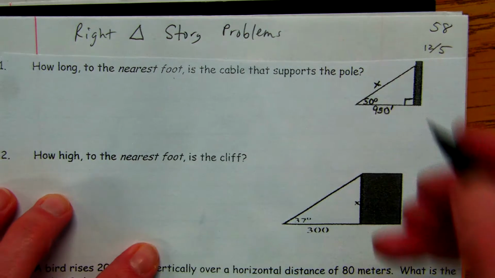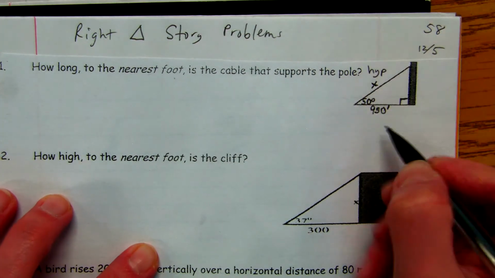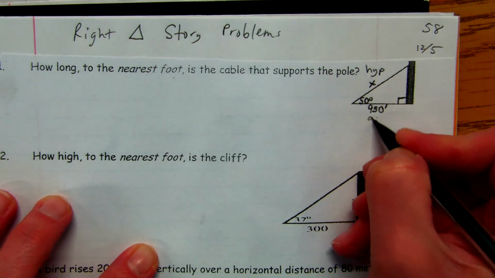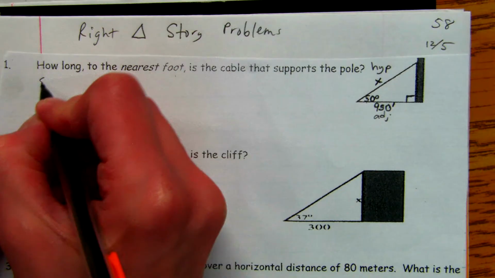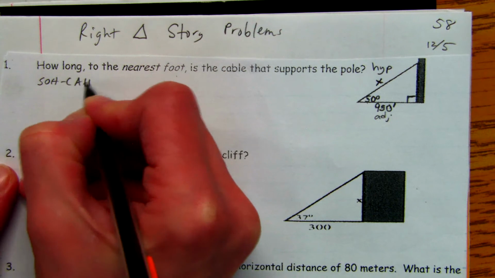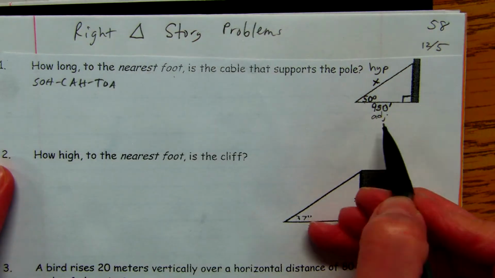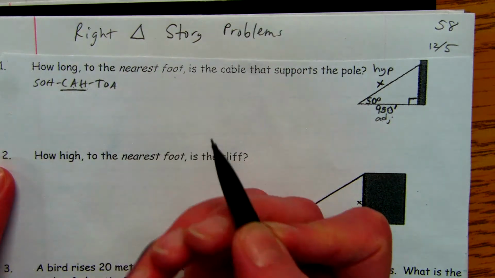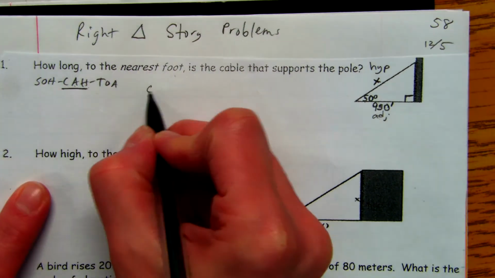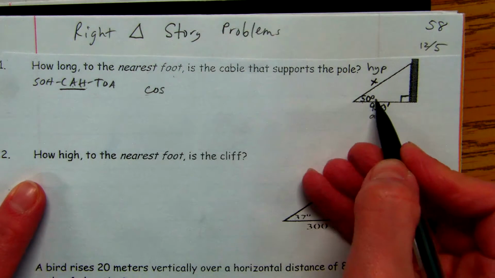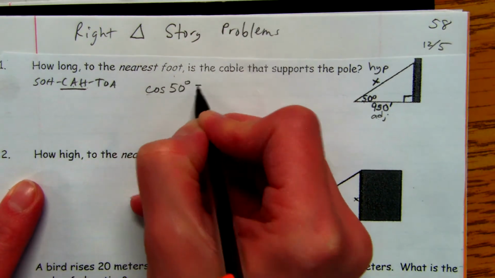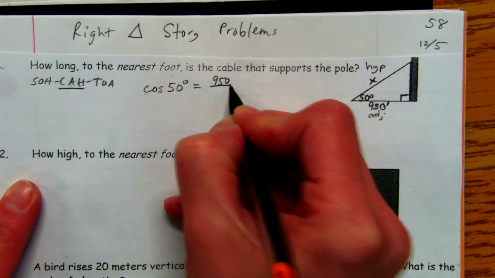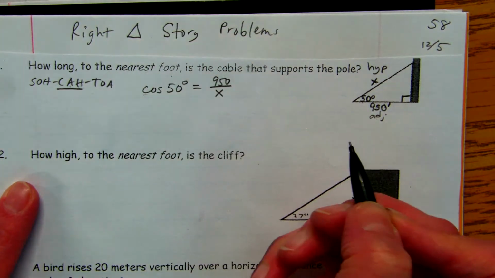So x is pretty easy. That's the hypotenuse. Which side is the 950 with respect to the 50 degrees? It's adjacent. So if we're thinking about SOHCAHTOA, we want to figure out which one of these is used as adjacent and hypotenuse. So adjacent and hypotenuse goes with cosine. When you set these up, you always do the trig ratio and then the angle. So the angle is 50 degrees, and then it's going to be 950 over x. Okay?